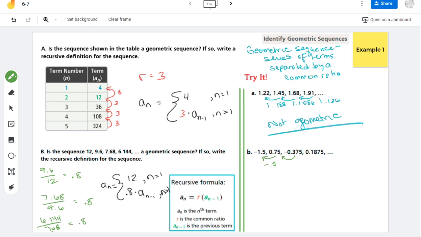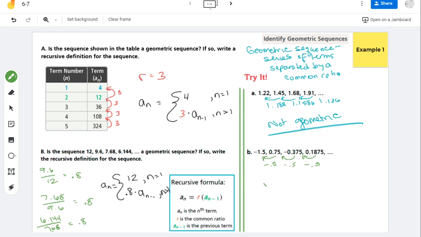Now I'm going to do it again. Negative 3.75 divided by 0.75, I got another negative 0.5. And one more time just to make sure. Sometimes they'll make the first two have the pattern and then the last one doesn't, so it's always good to do a few of them. So here, we definitely have a geometric sequence.